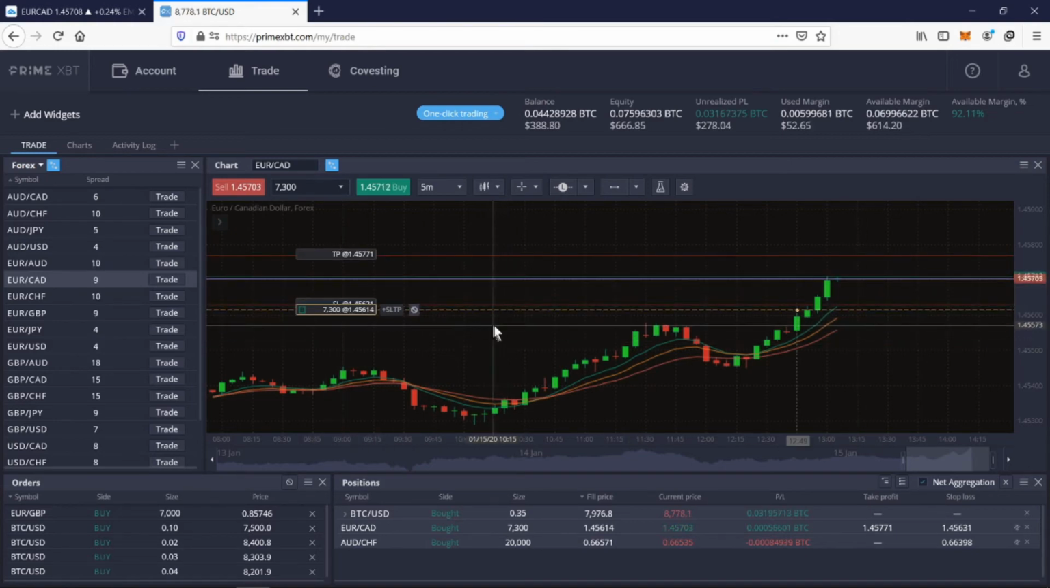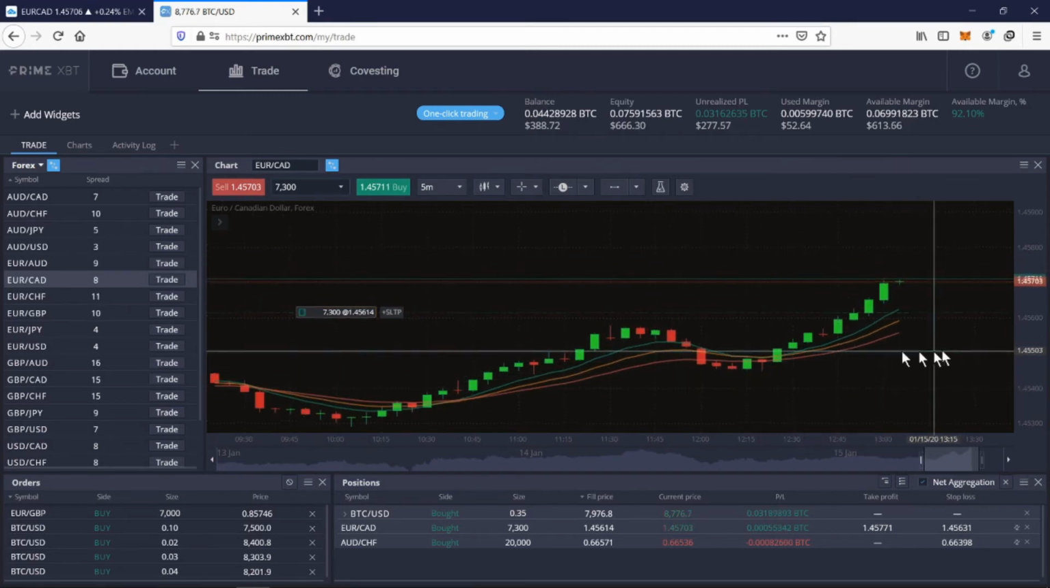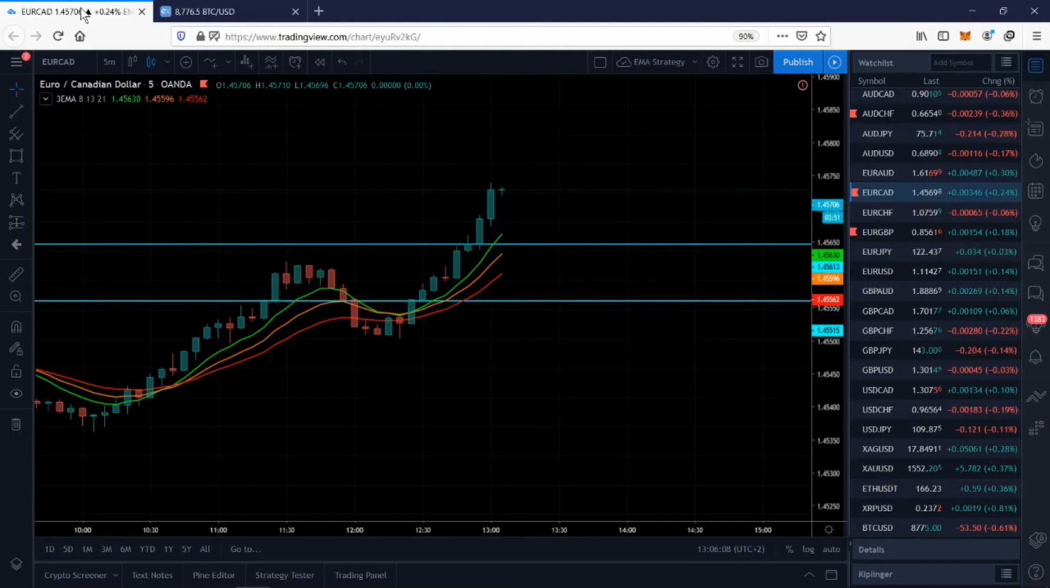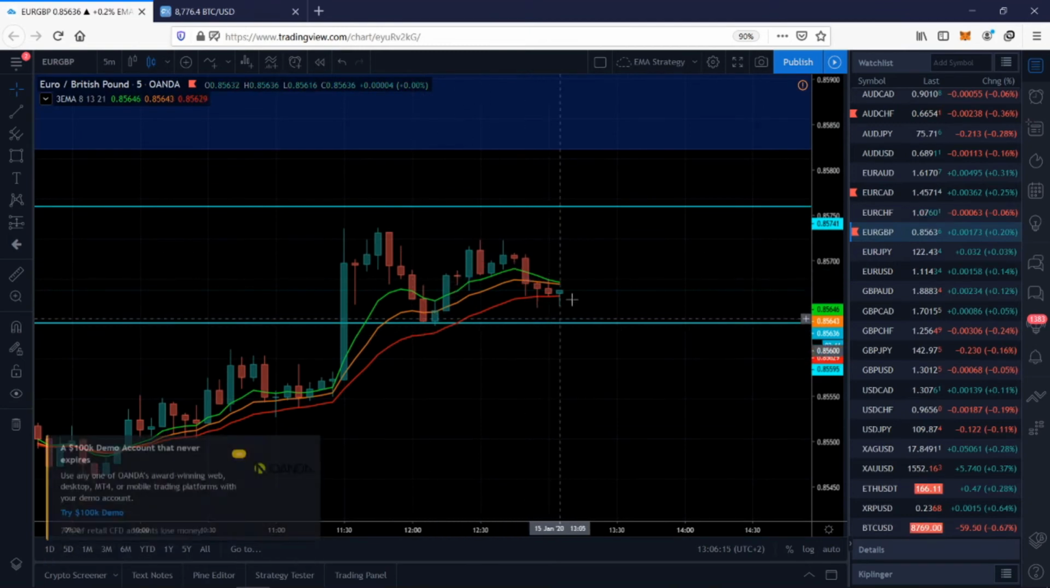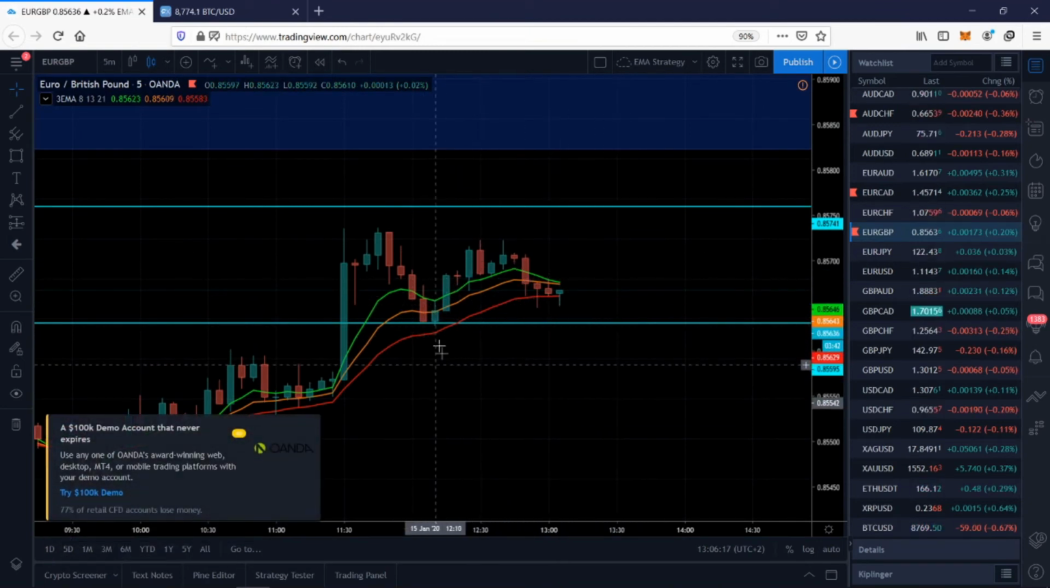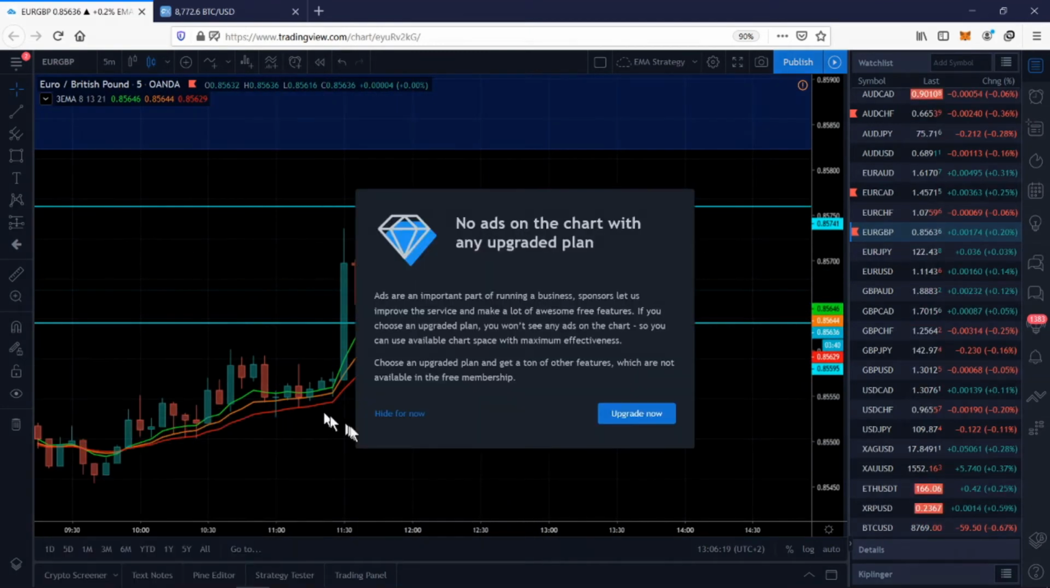You can see I'm getting halfway now to my take profit. So yeah, we'll keep an eye on that. Just have a look at the other trade that I was in, which was the Euro GBP. That's still going sideways. Okay, so I'll leave that run for now, and then hopefully it will trigger at some point.